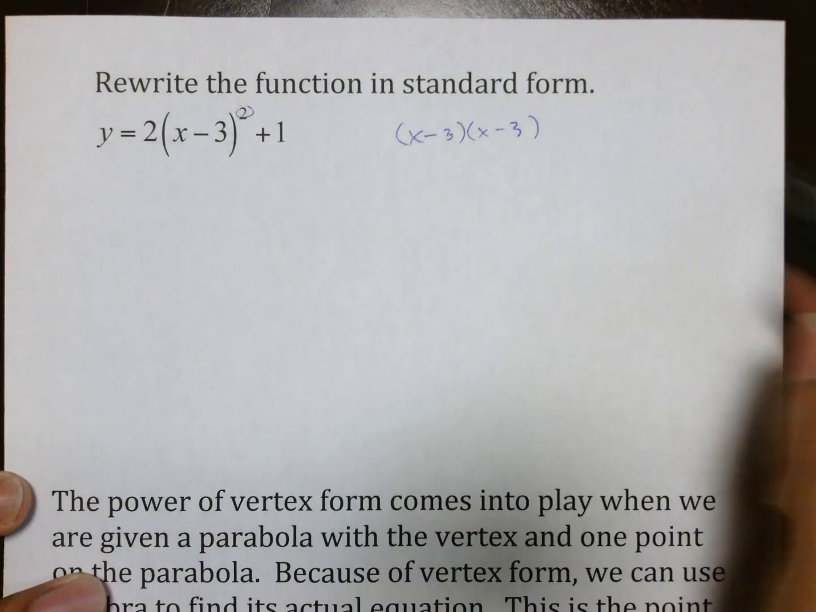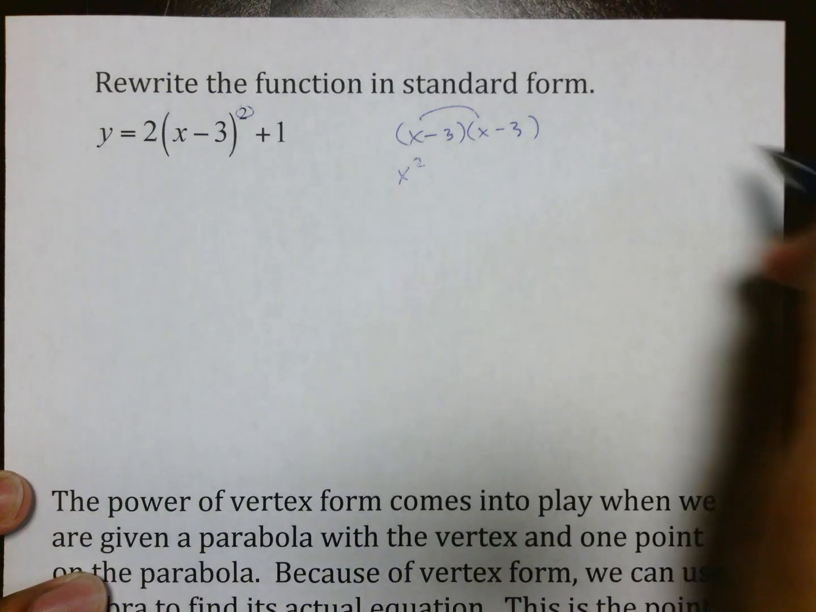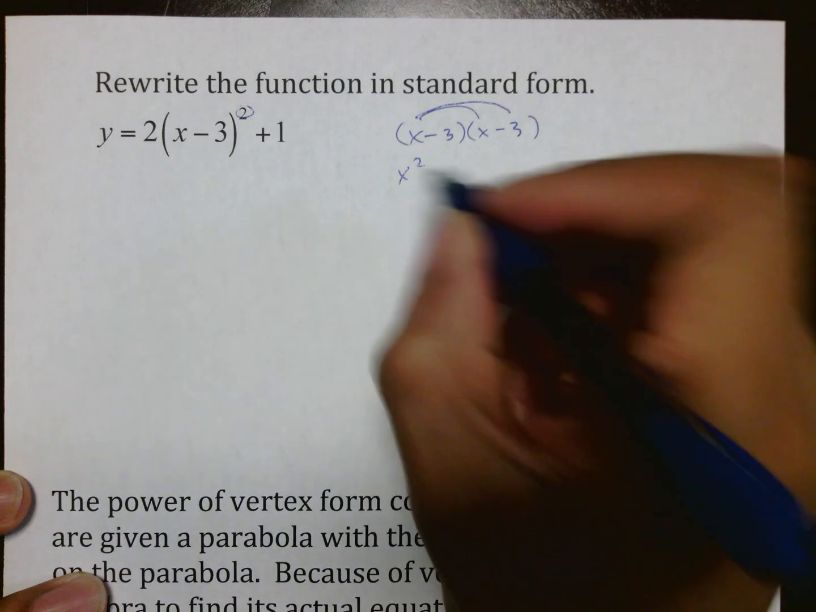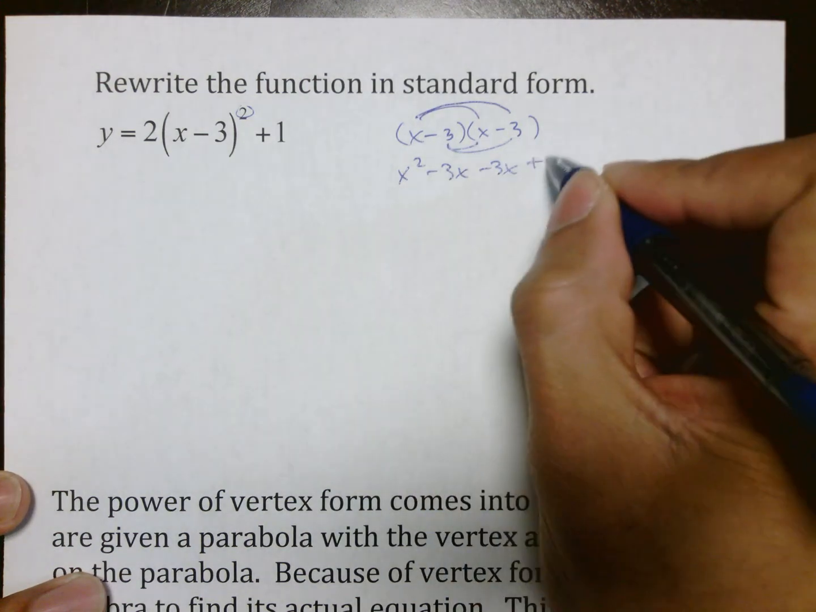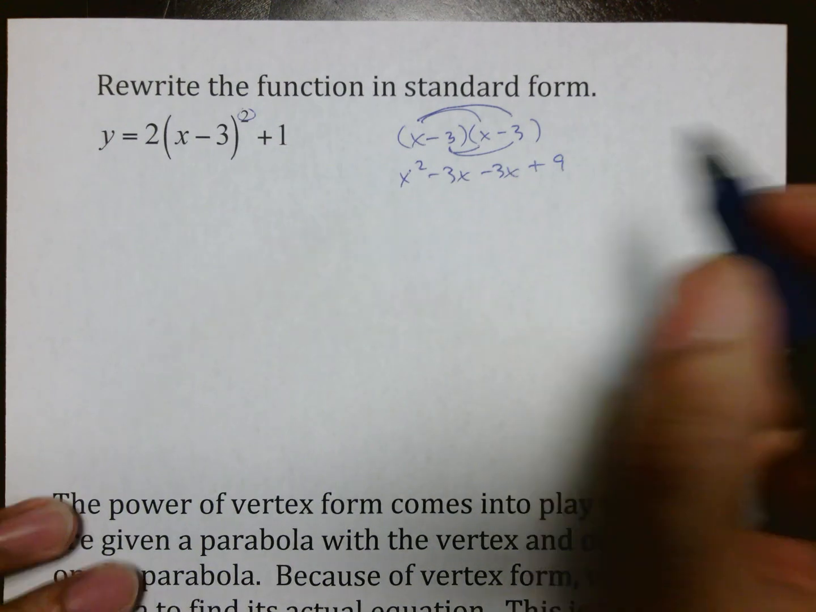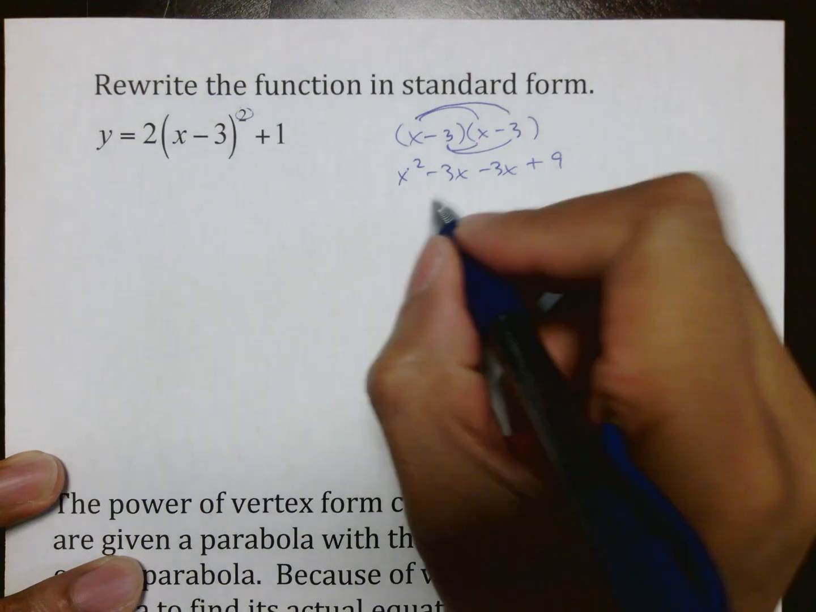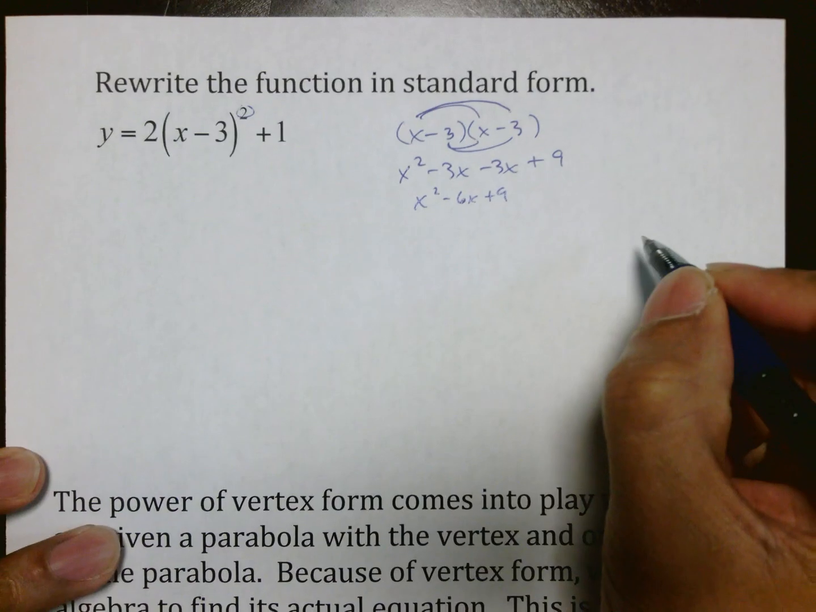But either way, x minus 3 times x minus 3 turns into x squared. If you remember, what you call the FOIL method is just distributing two binomials: minus 3x, minus 3x, plus 9. And then x squared minus 3x minus 3x plus 9 turns into x squared minus 6x plus 9, which we'll bring back.